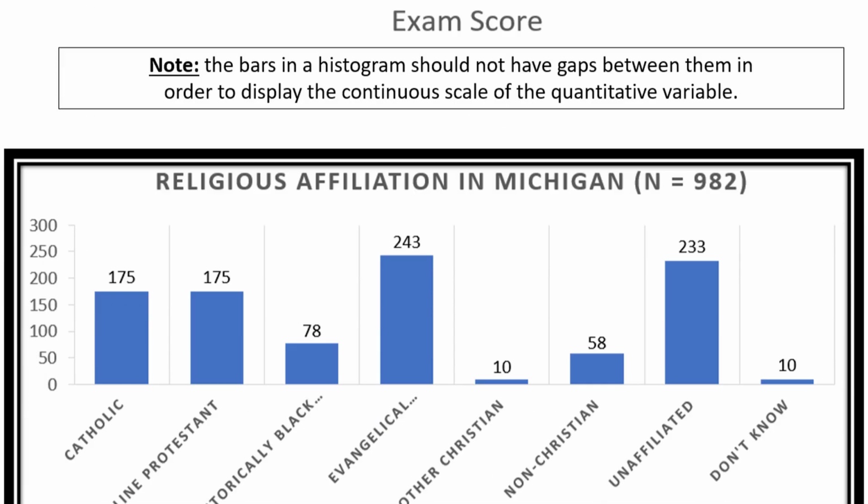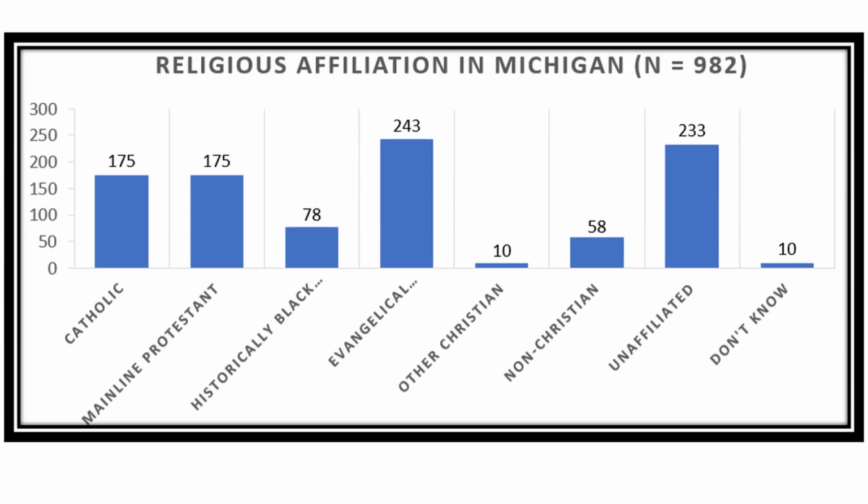A bar graph could look something like this. This graph displays the religious affiliation of a sample of 982 people from Michigan. Here, the horizontal axis is the categorical variable of religious affiliation, and therefore is not a histogram.